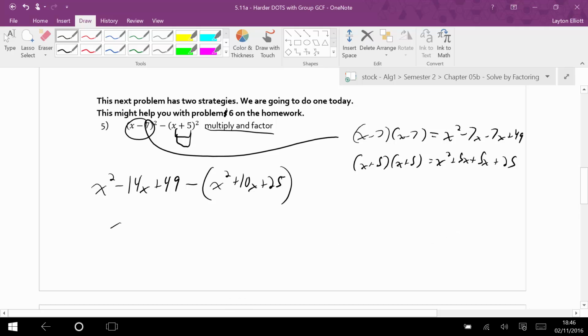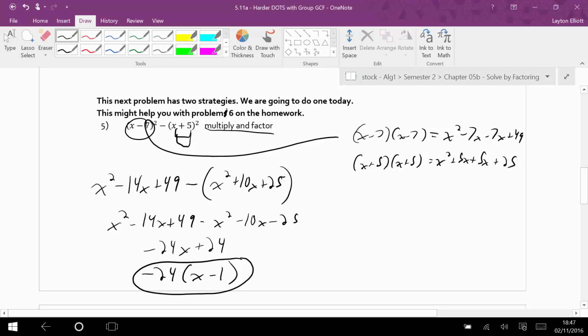Okay, we're going to distribute the negative as the next step, so plus 49 minus x squared minus 10x minus 25. If I add like terms, my x squareds cancel, and I get negative 24x, and my 49 and 25 add to become a positive 24. And since the problem says to factor, I'm going to take out a negative 24, and that's going to give me x minus 1. So that's the fully factored form.